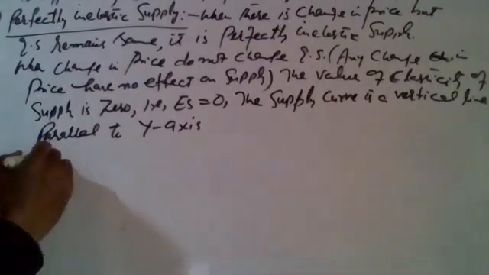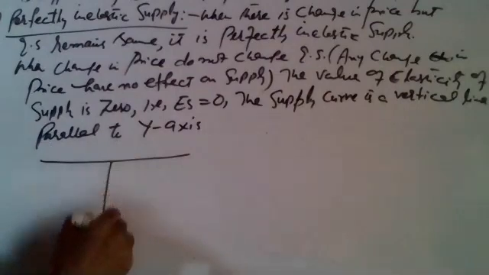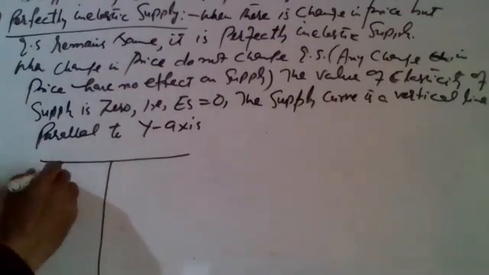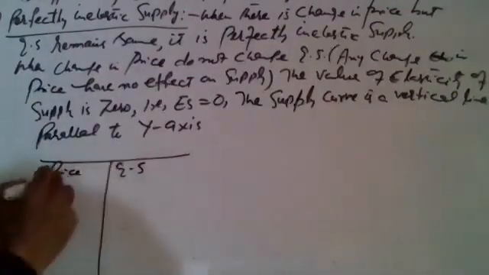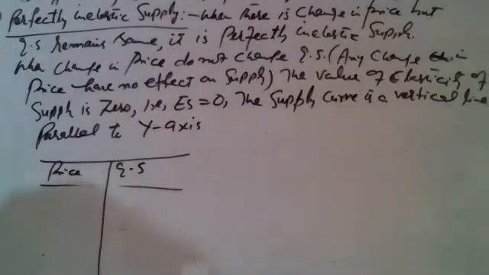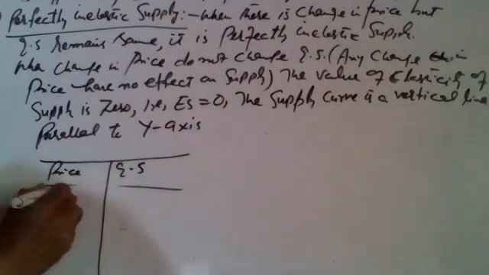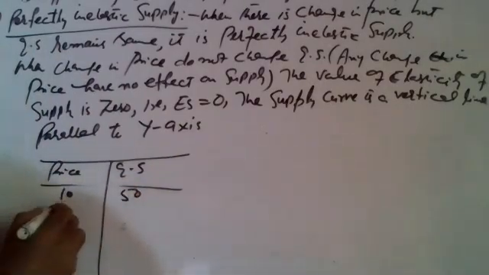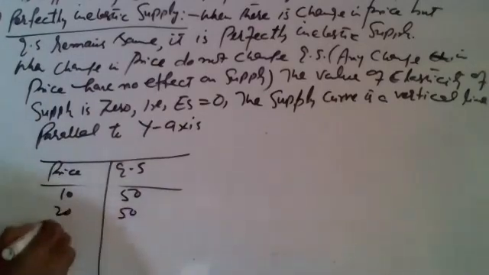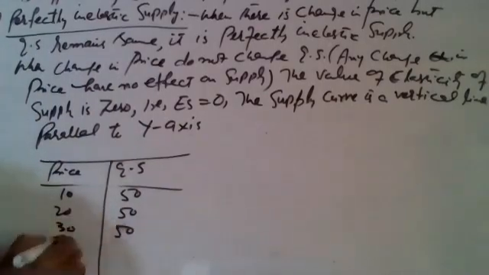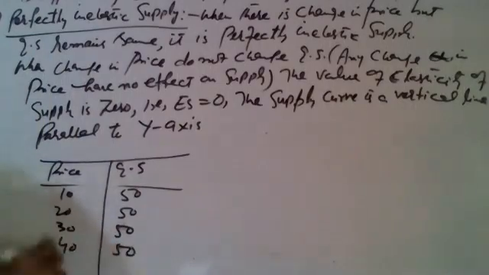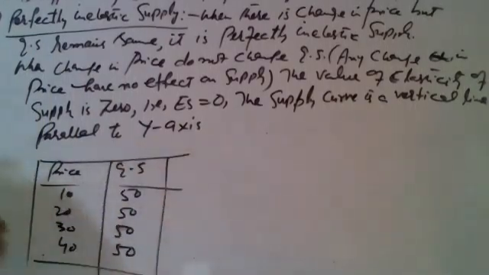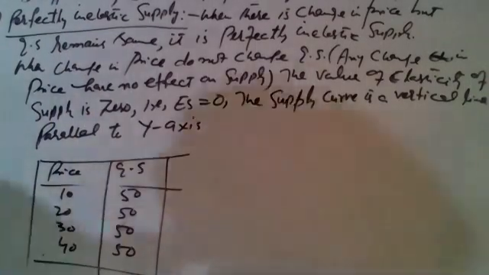If we take a supply schedule, we have price and quantity supplied. For example, price 10, supply 50. Price changes to 20, supply is the same. Price changes to 30, supply is the same. Price changes to 40, supply is the same. So this is the case of perfectly inelastic supply.